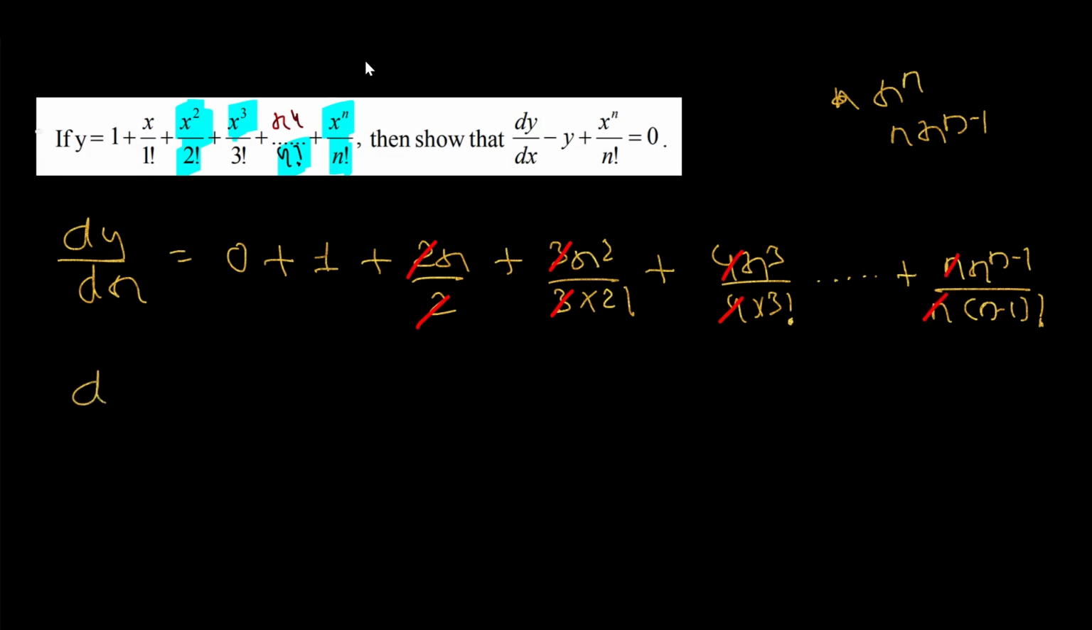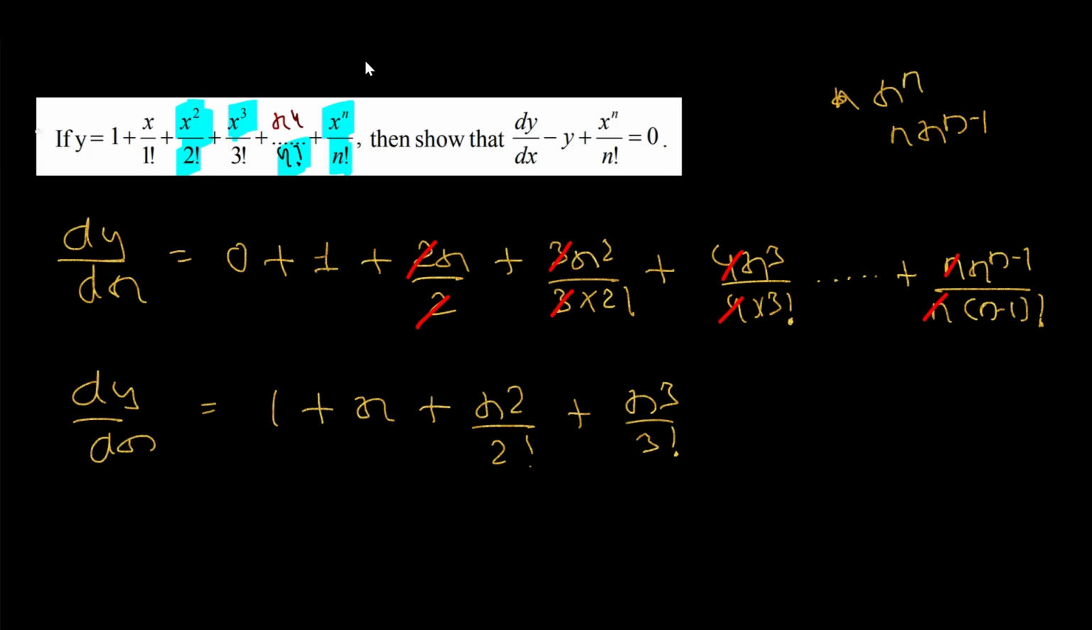So dy by dx is equal to 1 plus x, plus x square over 2 factorial, plus x raised to the power 3 over 3 factorial. And if I keep on writing, we have this: x raised to the power n minus 1 over n minus 1, the whole factorial.